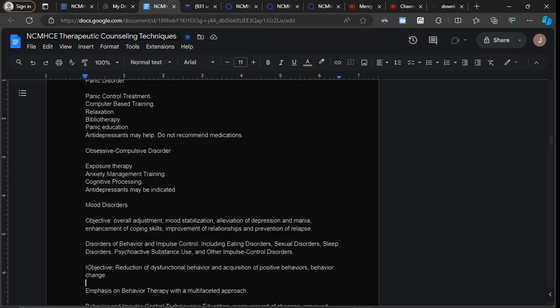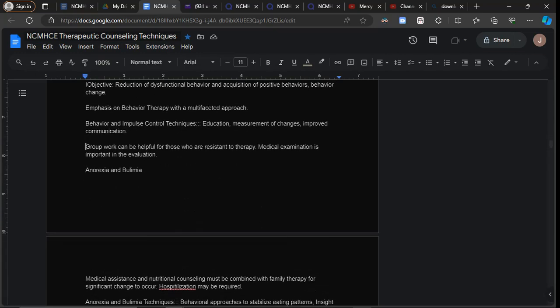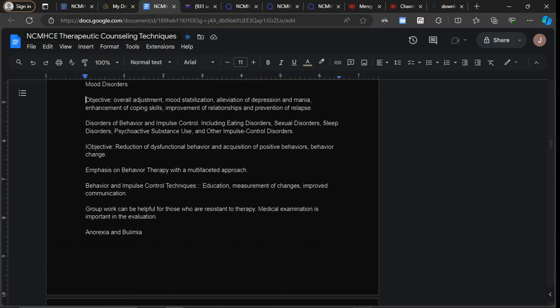Mood disorders, objective: overall adjustment, mood stabilization, alleviation of depression and mania, enhancement of coping skills, improvement of relationships, and prevention of relapse.